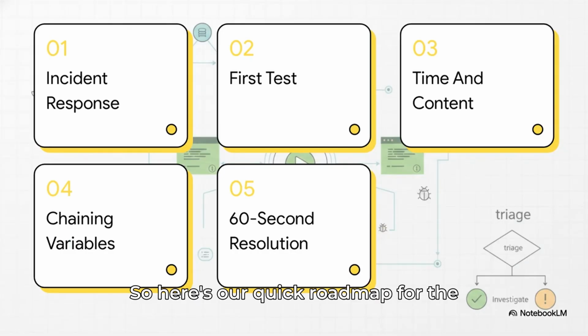So here's our quick roadmap for the next few minutes. We'll cover: 1, the incident response problem; 2, writing your first test; 3, validating time and content; 4, chaining variables for workflows; and 5, the 60-second resolution. Let's get right into it.